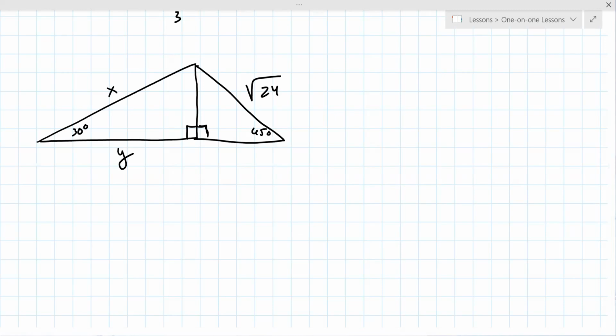24. Yeah. 24 is 2 times 12, 2 times 6, 2 times 3, so it's 2 root 6. Okay. And then we gotta do 2 root 6 divided by root 2. So it's 2 root 12 over 2, which is really so it's 4 root 3 over 2.